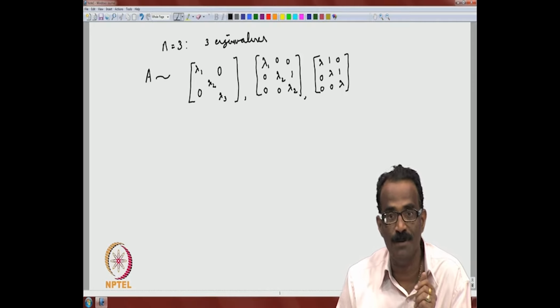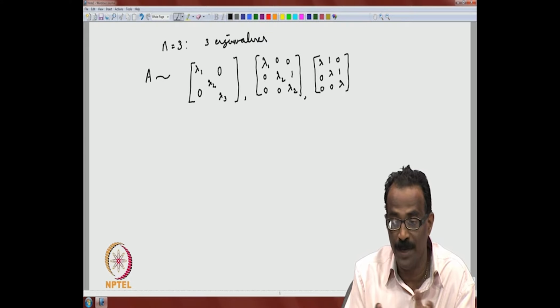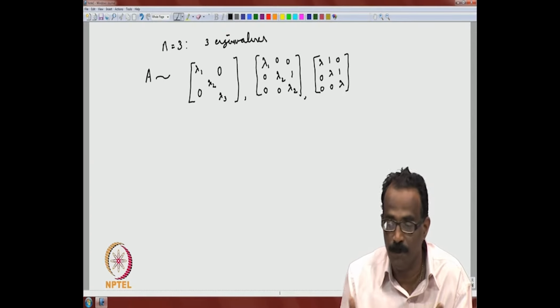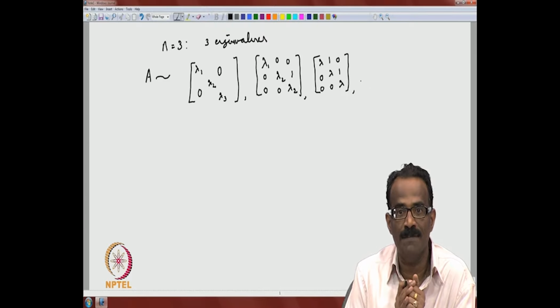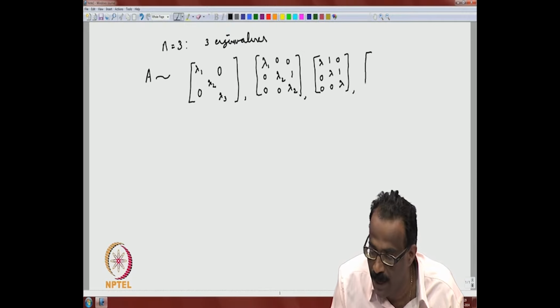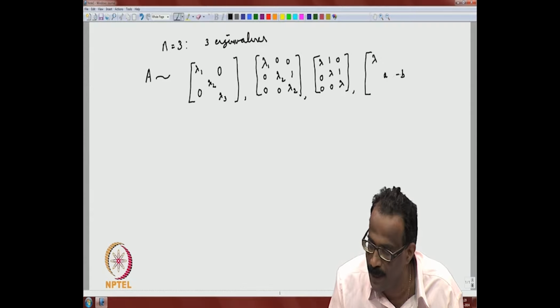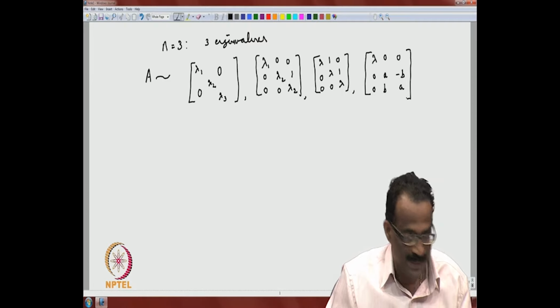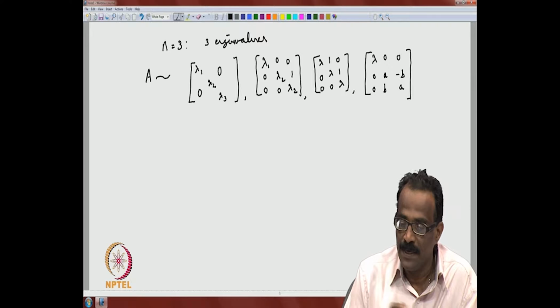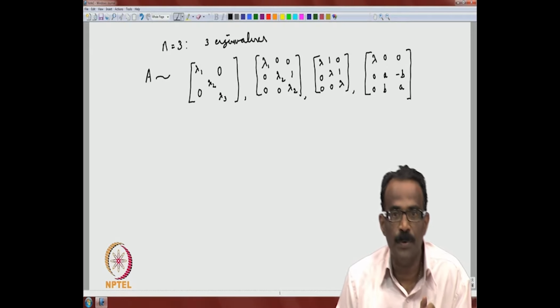Typically these are the blocks you are going to get. In higher dimensions it will be complicated, and you will have multiple different blocks. These are the cases where you have real eigenvalues. Another case is one real and one complex: you will have an eigenvalue of this form and a block of the form a minus b, b a, with 0 here, 0 here, 0 here. And for all these you will see that you can compute e power B.